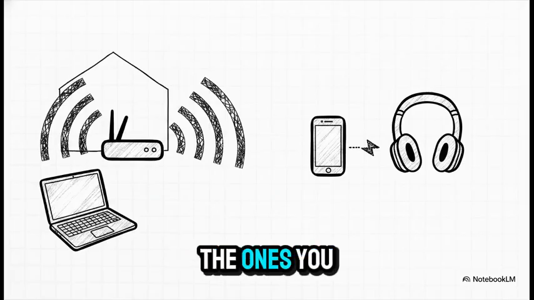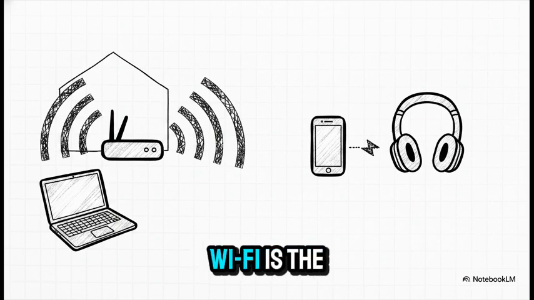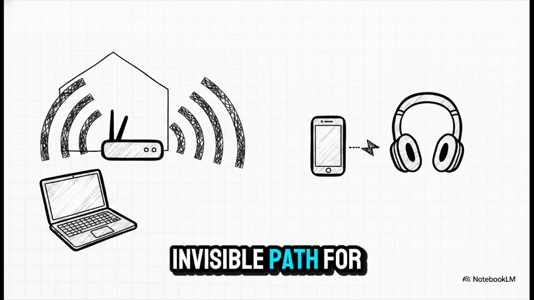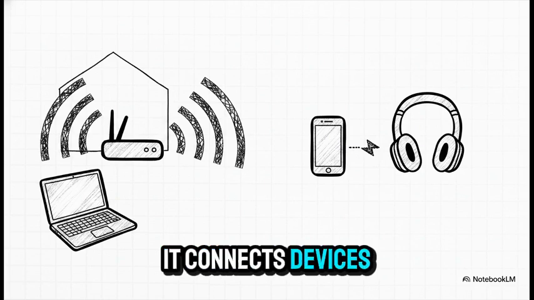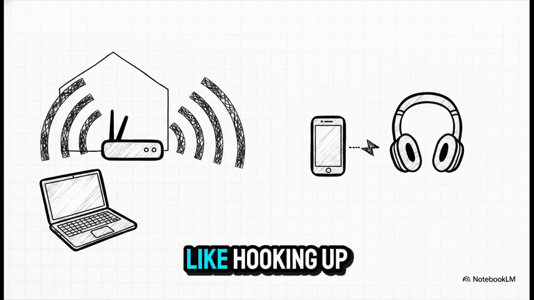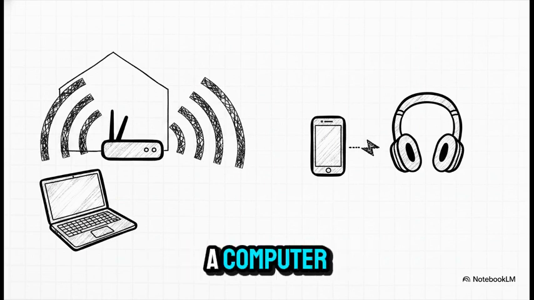First, let's talk about the ones you probably use every single day, Wi-Fi and Bluetooth. Wi-Fi is the most common invisible path for the internet. It's what connects your tablet or your computer to the internet at home or at school. Then we have Bluetooth. Now, Bluetooth is for very short distances. It connects devices that are sitting right next to each other, like hooking up your wireless headphones to your phone, or maybe a wireless keyboard to a computer.